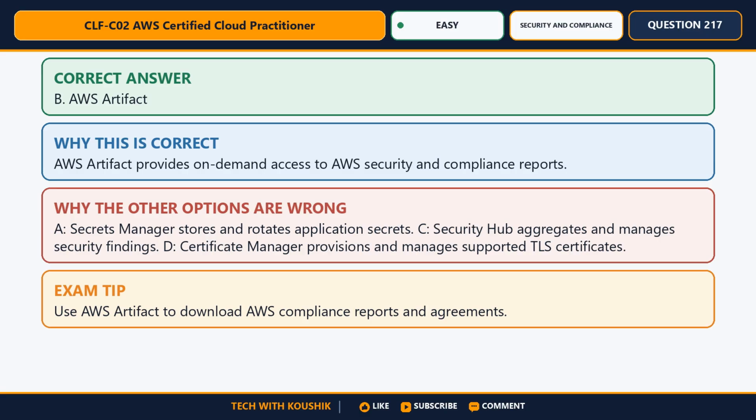A. Secrets Manager stores and rotates application secrets. C. Security Hub aggregates and manages security findings. D. Certificate Manager provisions and manages supported TLS certificates. Exam tip. Use AWS Artifact to download AWS compliance reports and agreements.